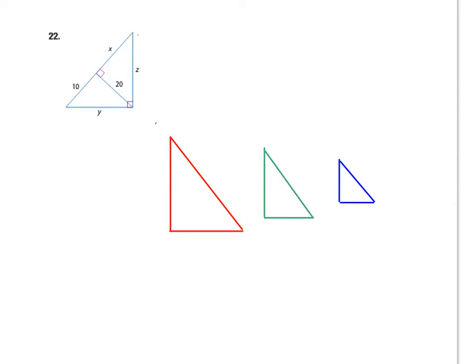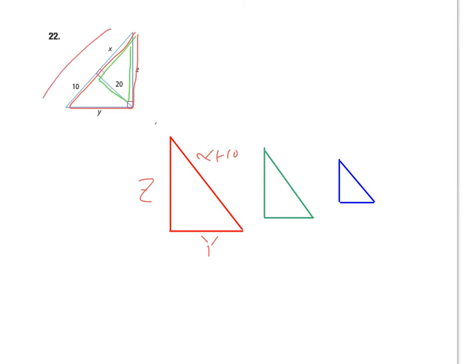First of all, I'm going to see my big red triangle right here. So I know that my short leg is y. I know that my medium leg is z. And I know that my hypotenuse is x plus 10. That's that total length right here. Right? For my medium green, that's this guy.